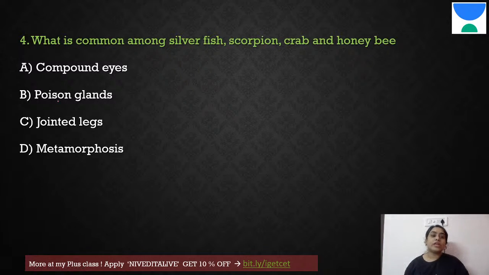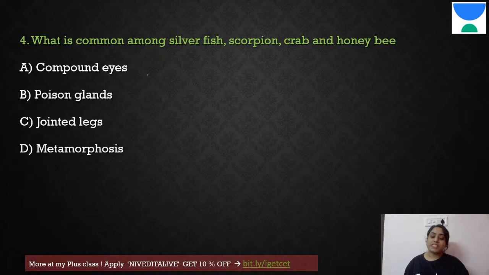So if you see over here, a silverfish, now this is not a fish, okay? If you see some old books, if you open them up after some time, you would see there's a small silver-like creature, very small insect, which just goes off suddenly. You're not able to catch hold of it. That is called as a silverfish, not a fish actually. It is actually an insect, arthropod. Scorpion, you know, under arthropoda, crab also comes under arthropoda and honeybee also.